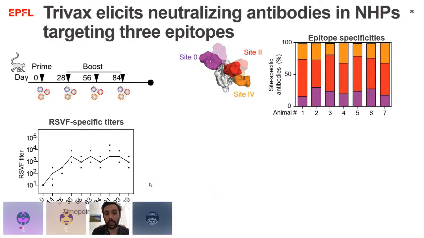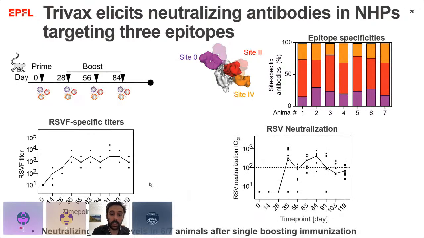And then, of course, we also checked if the response was focused towards the epitopes of interest. What you see in this plot is that all the animals developed responses that were mostly dominated by what we call the epitope of site 2, which had a large fraction of reactivity in this immune response. And next slide.